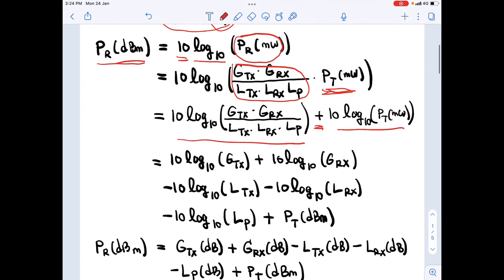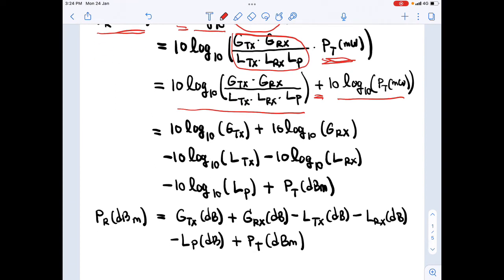You do the same thing with each gain and loss, and you see that we can express the receive power in dBm as equal to the transmit power in dBm. The gains we can convert into log scale as well, so it's 10 log base 10 of GTX, that's GTX in dB. The gain at the receiver becomes GRX in dB. Now for the losses, instead of additions, we are going to have subtractions.